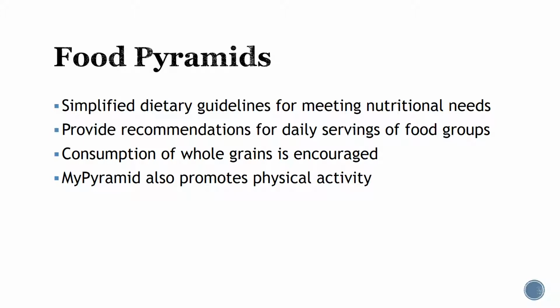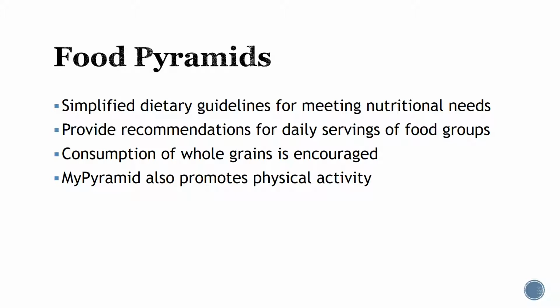Or growing up in the 1990s. We were taught how you need different servings of different food groups, and it was based on a food pyramid. You could go to mypyramid.com and put in your physical activity and everything you ate, and it would spit back out the nutritional needs that you met, the nutritional needs that you didn't meet, and then it gave you a recommendation.